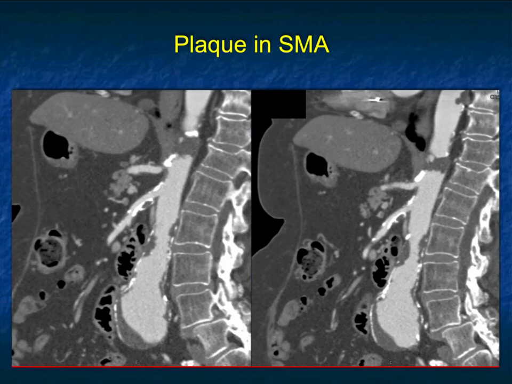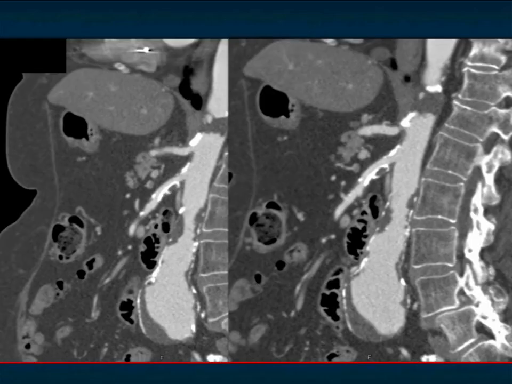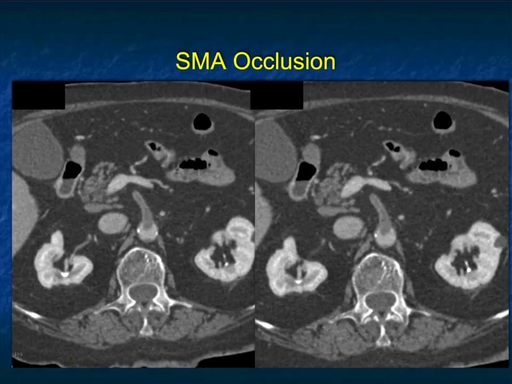So here's a nice example, extensive plaque near the origin, but there's no narrowing of the celiac, and there is some narrowing of the SMA due to calcified and non-calcified plaque. Again, the sagittal views are particularly helpful in looking at these patients.